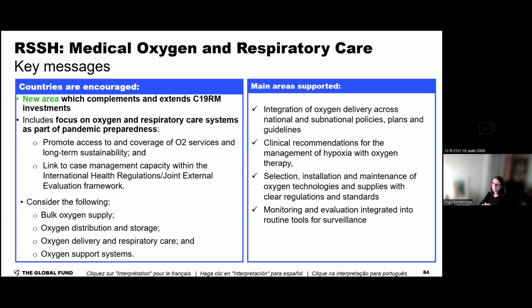medical oxygen and respiratory care. So this is a new area that's been added, and it's being added to make sure that we can complement and extend the C19 RM investments. Although given that C19 now will be extended, this may not be as needed as it was prior to last week. But in any case, the RSSH funding can be used to focus on oxygen and respiratory care systems. And it's really to ensure that there's good case management of people who need this respiratory care. Next slide.